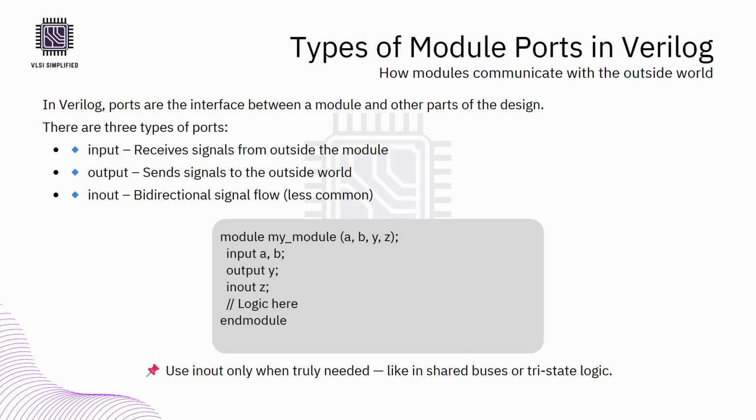Now that we know what a module is, let's look at how it connects with the rest of the system through ports. In Verilog, there are three port directions. Input, where data comes into the module; output, where data is sent out from the module; and inout, used when a signal needs to travel both ways, like a data bus. Most modules will only use input and output. Inout is powerful but rare, and often avoided in synthesizable design because of its complexity.